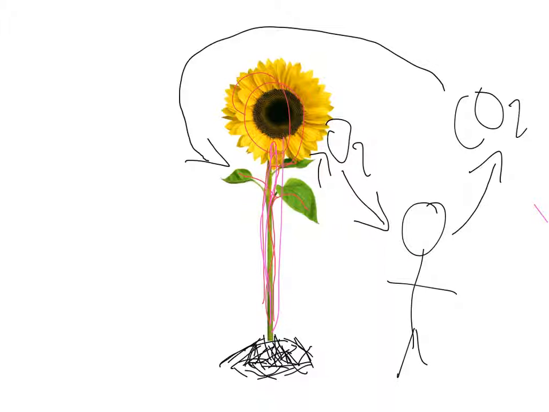So basically, we need oxygen to breathe, and we need to exhale carbon dioxide so we don't die. And plants need to inhale carbon dioxide, water, and sunlight so they can create more oxygen for us to breathe.